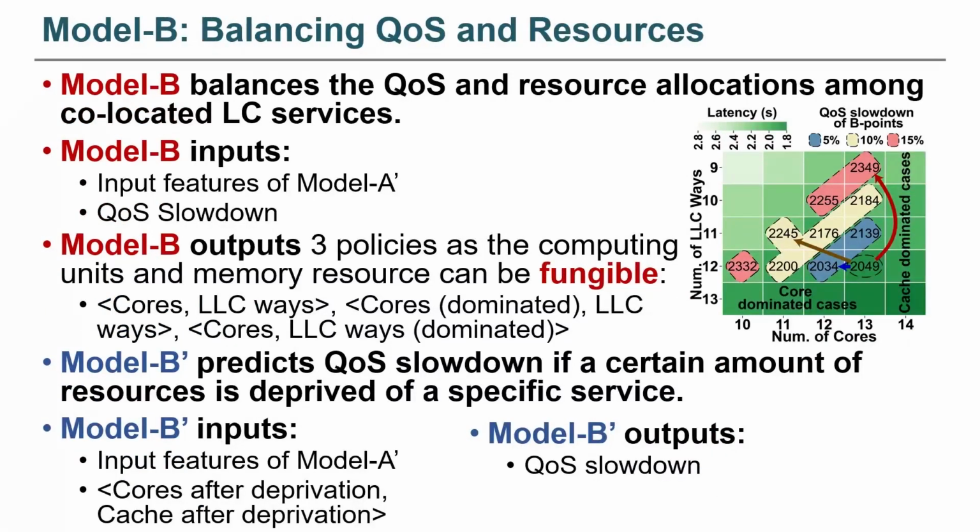Model B balances the QoS and the resource allocations among collocated LC services. It predicts resources that a service can be deprived of and the allowable QoS slowdown. Model B outputs 3 policies, as the computing units and memory resource can be fungible. The term cores dominated indicates a policy using more cores to treat the LC width and vice versa. Model B shadow predicts QoS slowdown if a certain amount of resources is deprived of a specific service. Compared with Model A shadow, Model B shadow has 2 more input features related to the resources after deprivation.